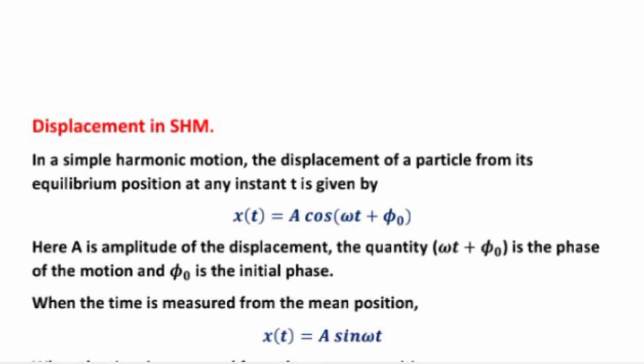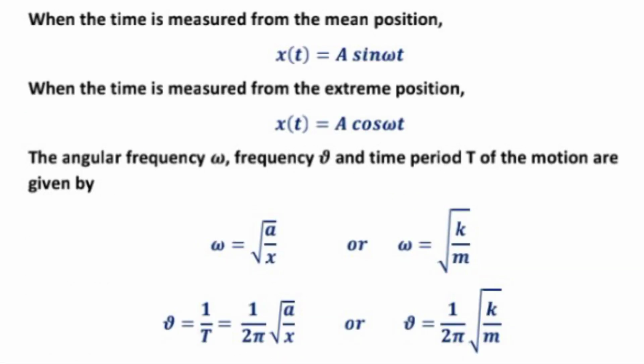When the time is measured from the mean position, x(t) equal to a sin omega t. When the time is measured from the extreme position, then x(t) equal to a cos omega t. Angular frequency omega, frequency nu, and time period T of the motion are given by omega equal to under root a upon x, nu equal to 1 upon T, T equal to 2 pi displacement upon acceleration, or it can be written as T equal to 2 pi under root m upon k.